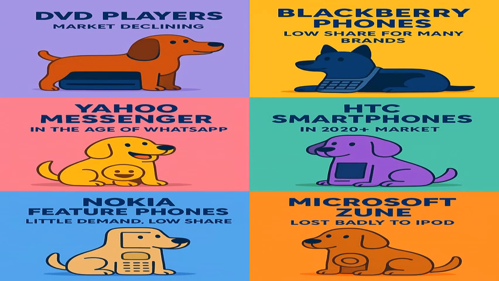So DVD players, Yahoo Messenger, Nokia feature phones, BlackBerry phones, HTC smartphones, and Microsoft Zune are all examples of dogs, because they have low market share and low market growth. And no market. HTC stopped its smartphone production line in 2020, and there is no market for HTC smartphones. No one is willing to buy them. And Microsoft Zune lost badly to the iPod. When the iPod came into the market, Microsoft Zune went away. So Microsoft Zune is an example of dogs.